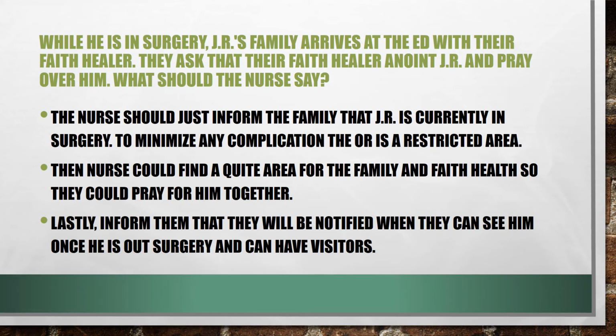Well, the nurse should just inform the family that JR is currently in surgery and that, to minimize any complication, the OR is a restricted area. The nurse can show the family to the waiting area or find them another quiet room where they could sit and pray together over JR as a family. And then lastly, just inform them that they will be notified when they can see him once he is out of surgery and is allowed to have visitors.